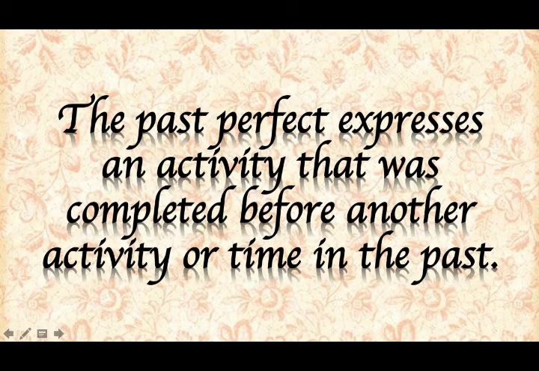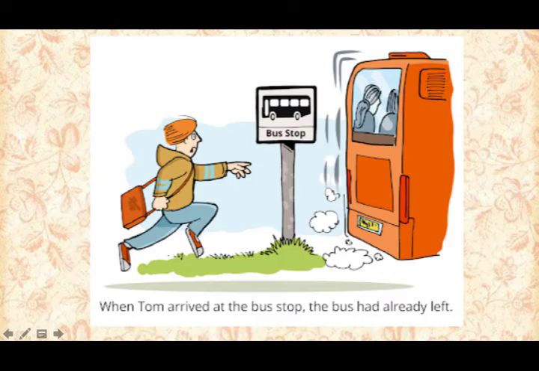To show time. The past perfect expresses an activity that was completely before another activity or time in the past. For example, when Tom arrived at the bus stop, the bus had already left. What happened first? The bus had already left, and then Tom arrived at the bus stop.